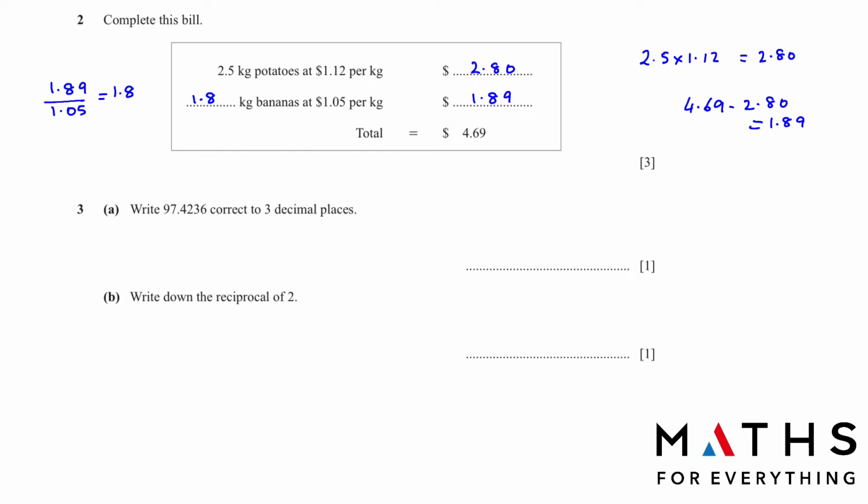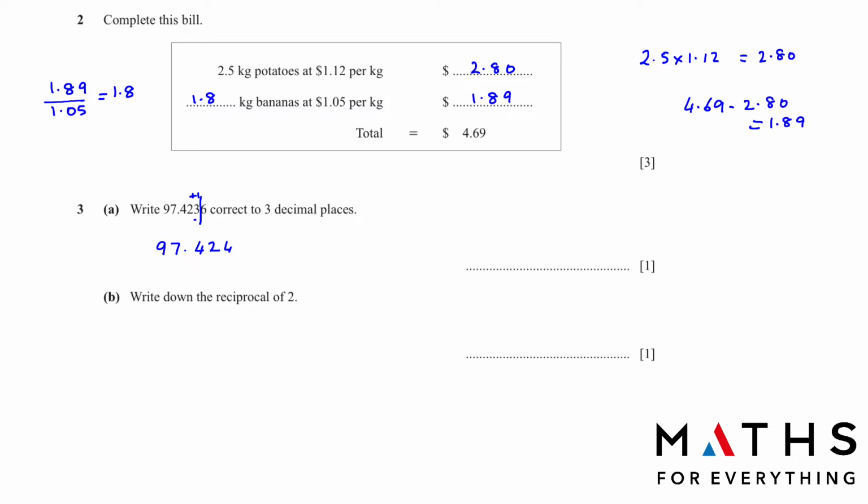Moving to the third question, part A. Write 97.4236 correct to 3 decimal places. Count the number of decimal places and it is 4. So we have to round it to 3 decimal places. If the number after the place we are rounding is 5 or more, we add 1 to the previous number. So we will get 97.424.